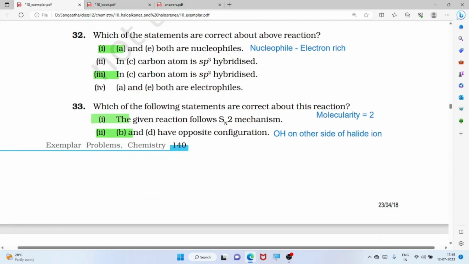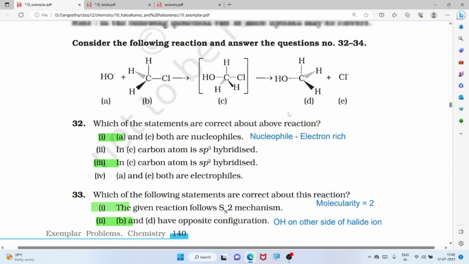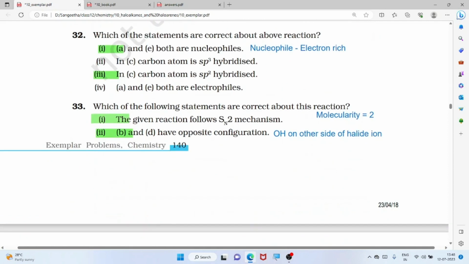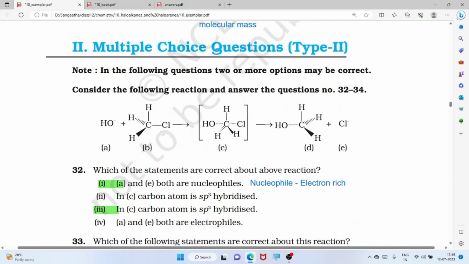Which of the following statements are correct about this reaction? The given reaction is a one step, that is an NCERT reaction. It depends on the concentration of both this and this, A and B. B and D have the opposite configuration. OH on the other side of the carbon, B and D. This side and the back side, hydroxyl ion attacks on the back side.